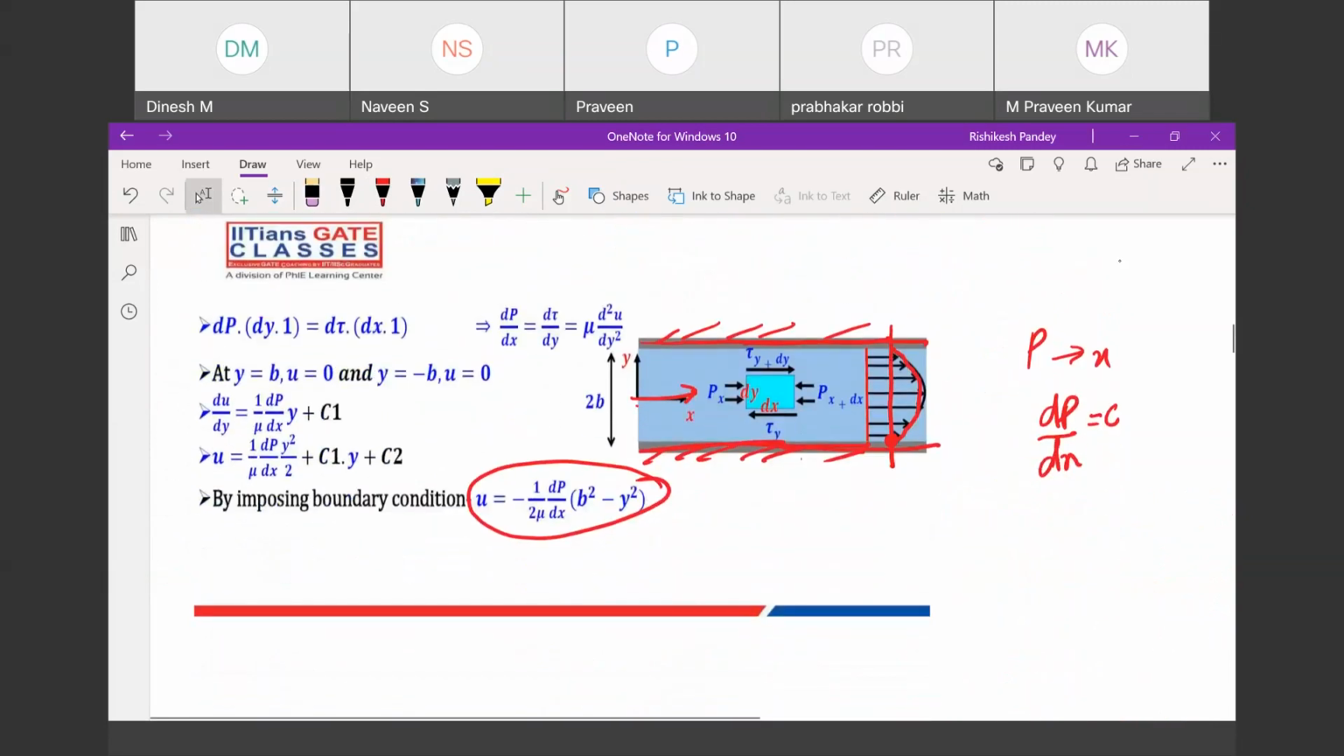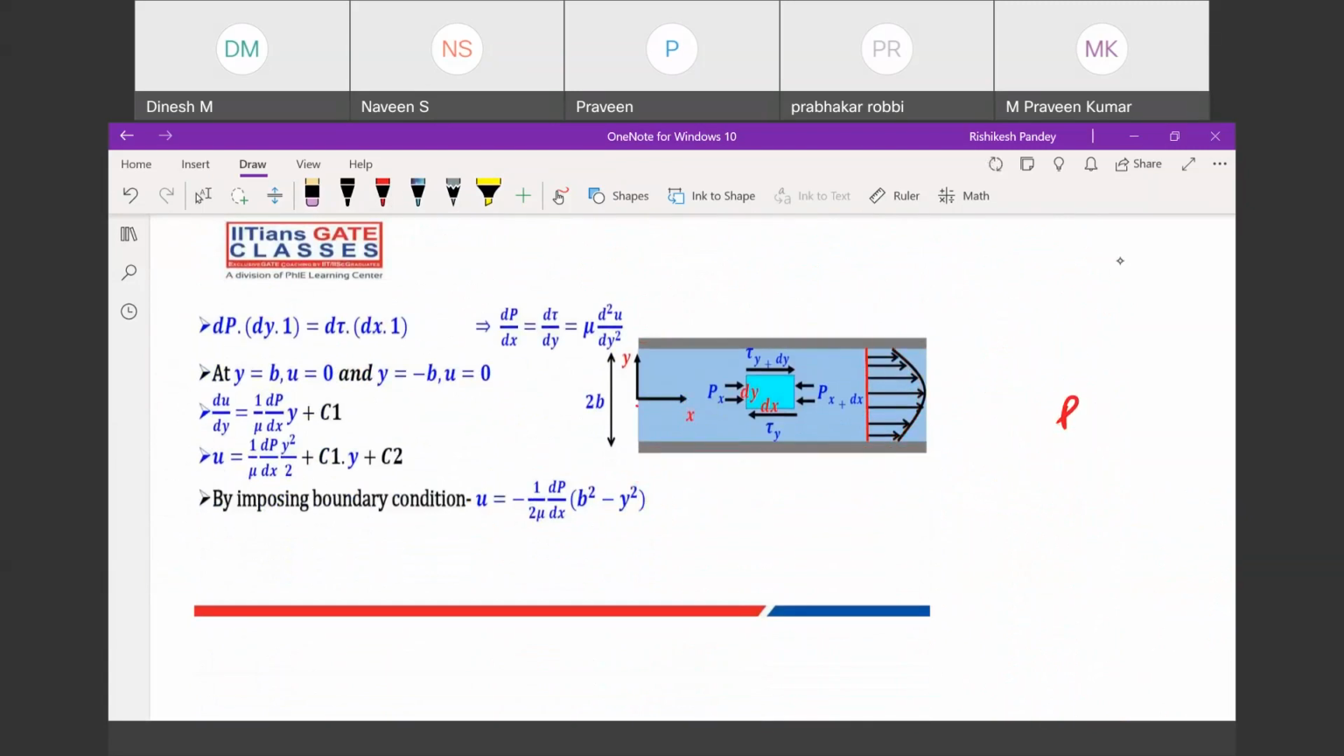The third point is the velocity profile. The velocity profile in a fluid flow between two fixed parallel plates is parabolic. This is the third point you should remember, and this is the equation. Noted? And this red line should be here. It's not like that. It should be here.